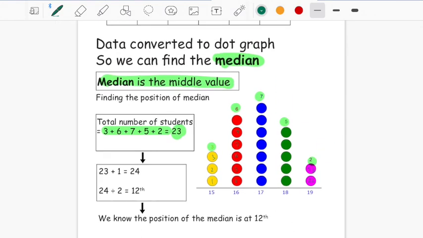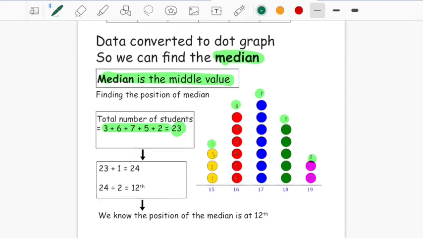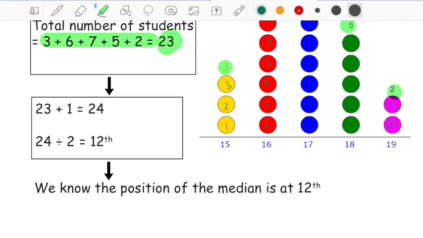Okay, all right, so how do I find the position of the median? You want the position of the median. What you will do is take this value here, 23, and add 1. You get 24. Then take 24 and halve it, and you will get 12. So your median will be on the 12th position.